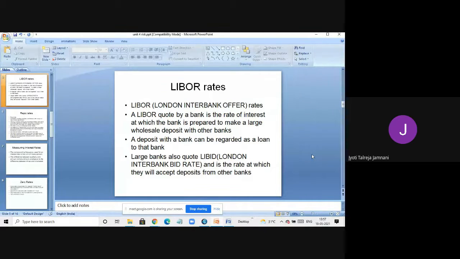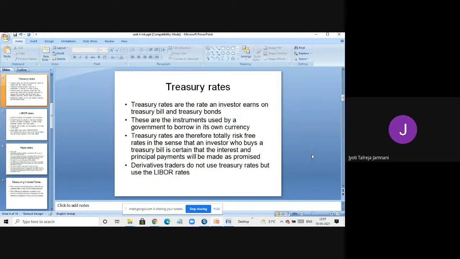And when the lender tells the rate, we call it the ask rate. Bid and ask rate are the two rates from the borrower's and the lender's point of view. So this was the LIBOR rate. Remember, treasury rates are risk-free rates. These are the rates that are given by the government of any particular country for the bonds that they issue to their public. And there is a 100% guarantee that the money will be paid back.